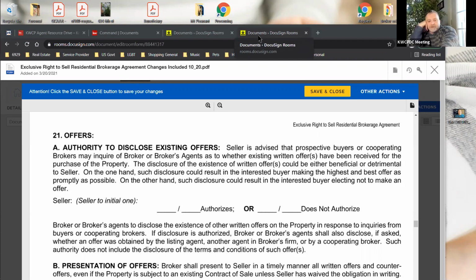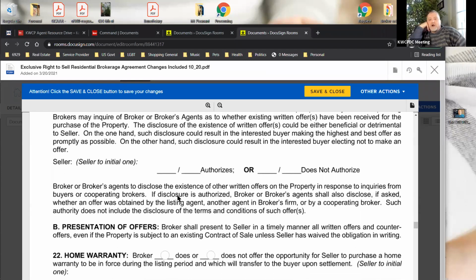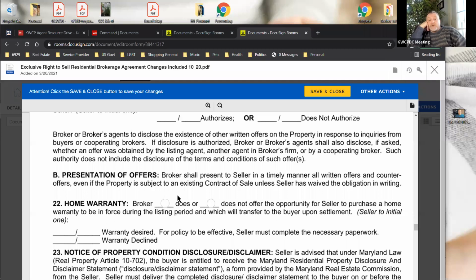Absolutely. All right. Broker and broker's agents disclose the existence of other offers on the property in response to inquiries from the buyers or cooperating brokers. If the disclosure is authorized, the broker agents shall also disclose, if asked, whether an offer was obtained by the listing agent, another agent in the broker's firm, or by a cooperating broker. Such authority does not include the disclosure of the terms and conditions of such offers. So I would never disclose the terms of the offer, but I could certainly disclose that I have another offer.